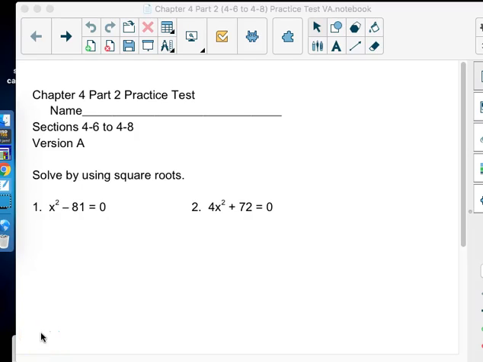Require more time. So like I said, how quickly this goes and how much work time we have today, if we have any, will be dependent on you guys talking to me. So let's look at number 1. It says solve by using square roots.